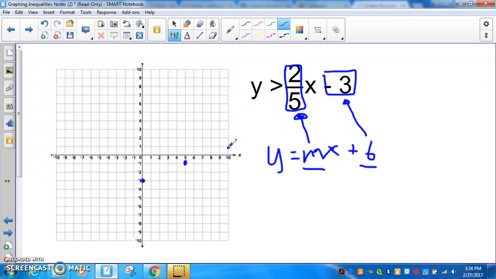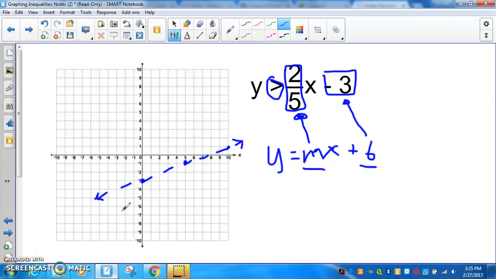And now here comes the inequality part of this. Because this is a greater than sign, not a greater than or equal to sign, it's not equal to, this should be a dashed line. I should not actually draw a solid line through these points. They should actually be dashed. That's my best attempt. It's not super great, but it will work.